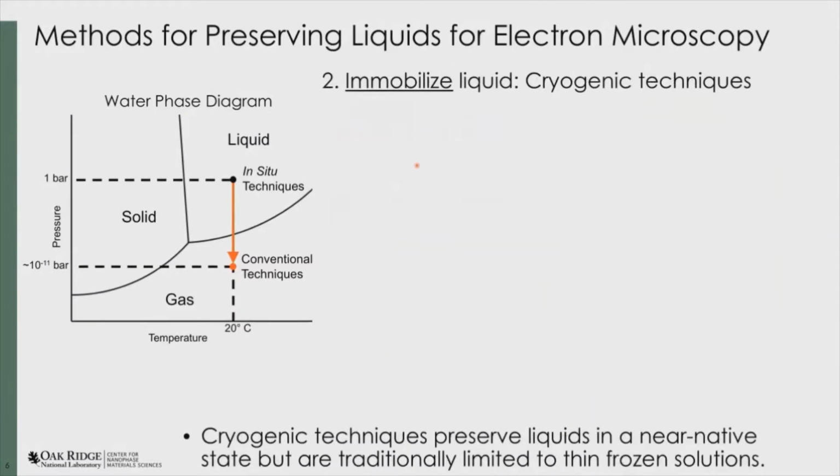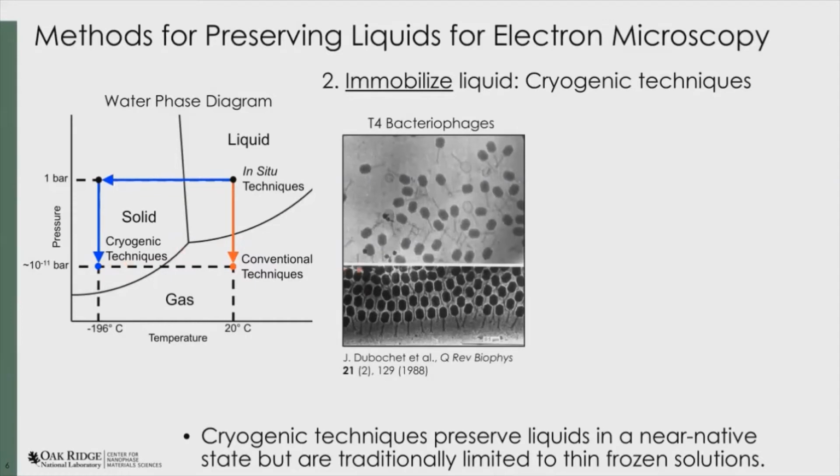And so the other option, instead of encapsulating the liquid, is immobilizing it. So if you rapidly freeze a liquid, it will turn into an amorphous solid that captures nearly its native state. And then when you put this into the vacuum of the microscope, it stays frozen, and you have a solid version of your liquid that you had before. This is nothing new in principle. This has been around since the 80s in biology. So here they have some bacteriophages in the 80s, and this is amorphous ice around it.